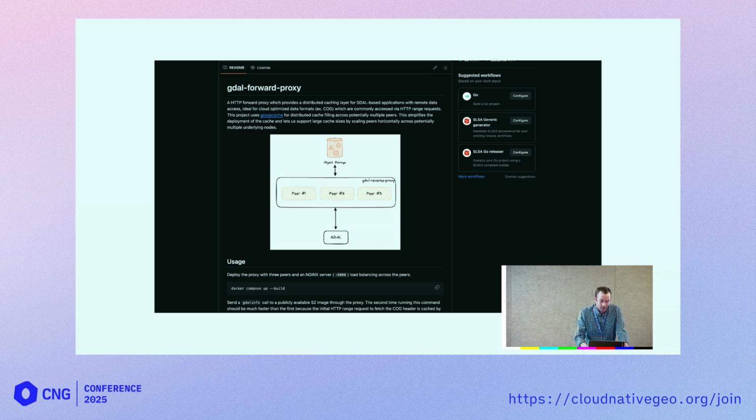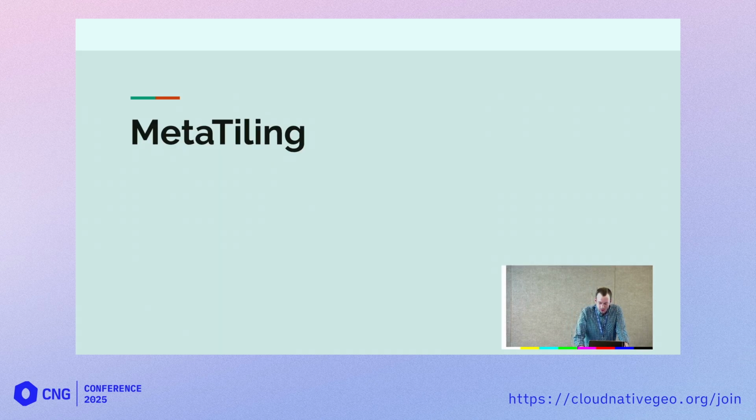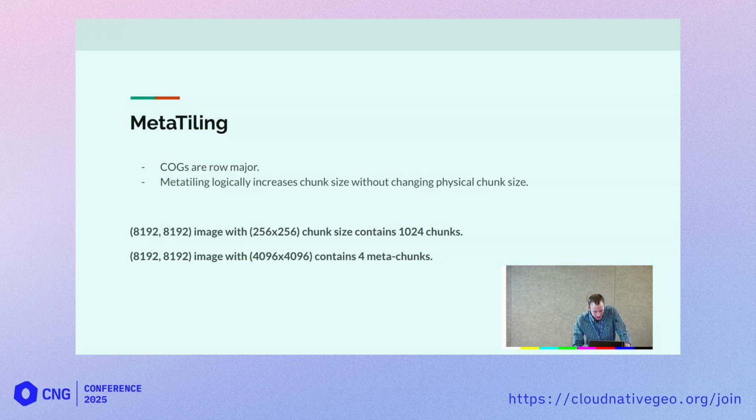This is using groupcache, but because groupcache is written in Go, we have to deploy it as a sidecar container. Because Rasterio is written in Python, of course. The other thing that we can do, time check, we're good, is MetaTiling.